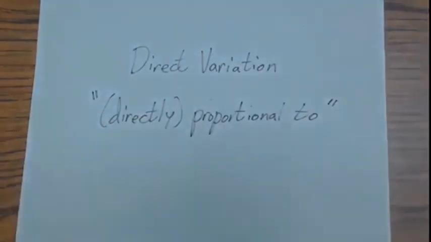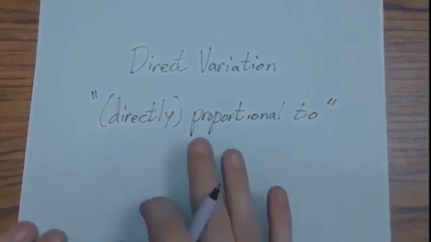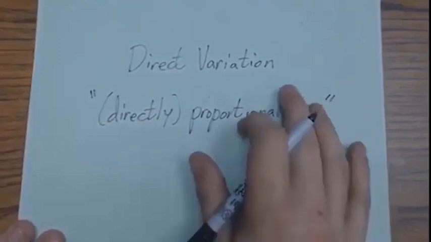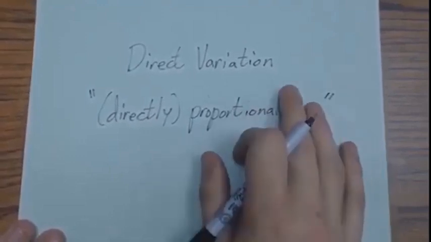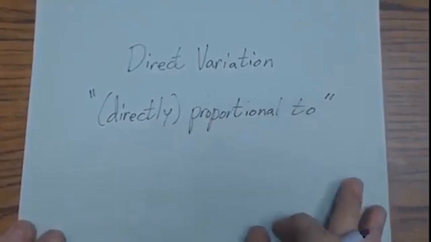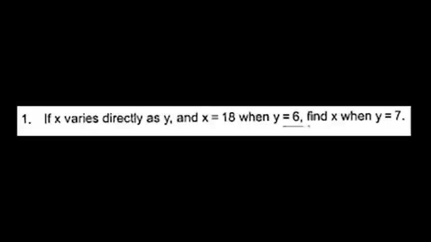Direct variation in word problems might say directly proportional to, varies directly as. It's all about setting up the variation equation. So this is another way of thinking about proportionality. Let's take a look at this very first problem. If x varies directly as y, and x equals 18 when y equals 6, find x when y equals 7.